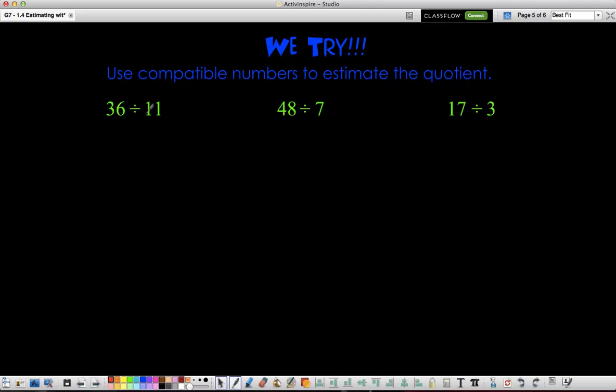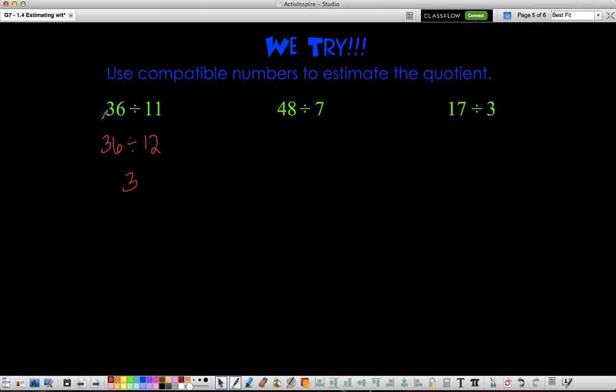So 36 and 11. When you use compatible numbers, you want to change just one of the numbers, and you want to make the smallest change that you can. So here, I know that 36 is compatible with 12, and 12 is 1 away from 11. So the compatible numbers here would be 36 divided by 12. So I know my answer should be somewhere around 3.